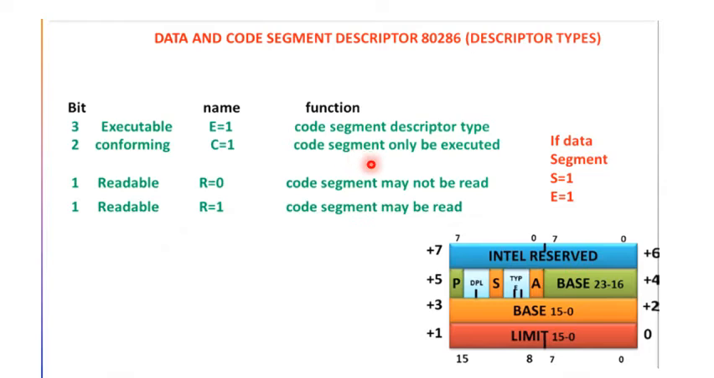When a code segment is being selected, that is when S is equal to 1 and E is equal to 1, bits number 3 to 1 have different functions. Bit number 3 is the executable bit; when E is equal to 1, the code segment descriptor type is selected. Similarly, when C is equal to 1, that is bit number 2 is equal to 1, the code segment may only be executed. And bit number 1 will be readable, not writable. When R is equal to 0, the code segment may not be read, and when it is equal to 1, the code segment may be read.